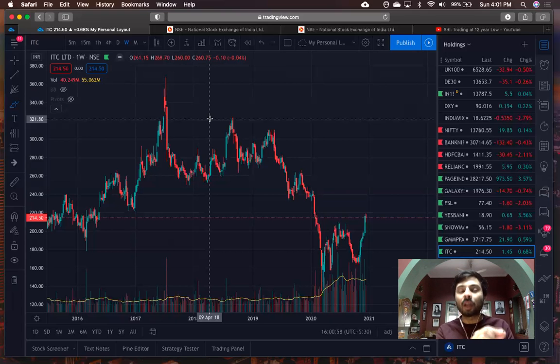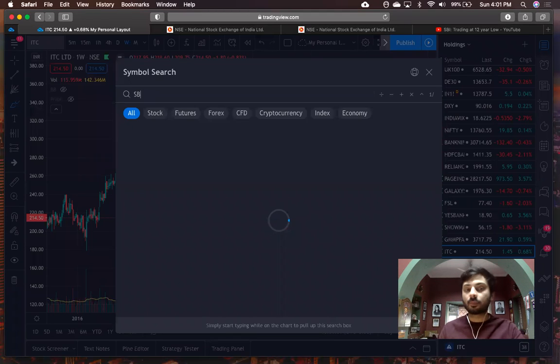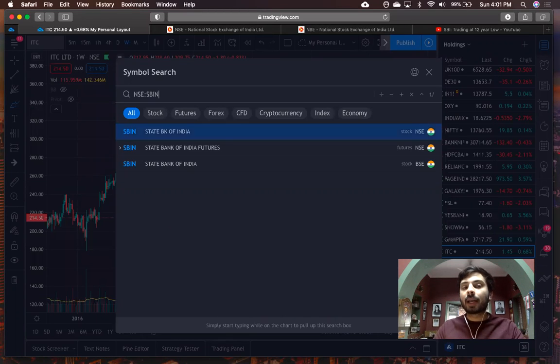It's about earning a small amount of money and building that account as you go by. So what is multi-year trading setup? I'll give you a very, very simple example. State Bank of India. Now let's talk about the times of coronavirus.